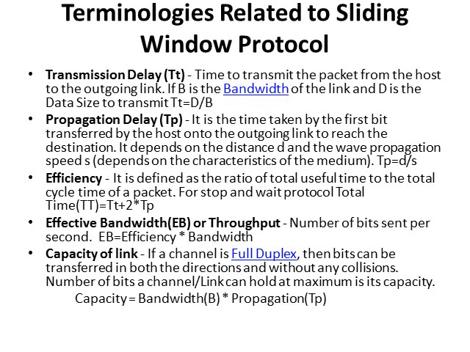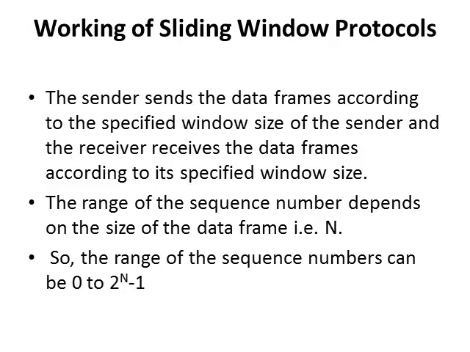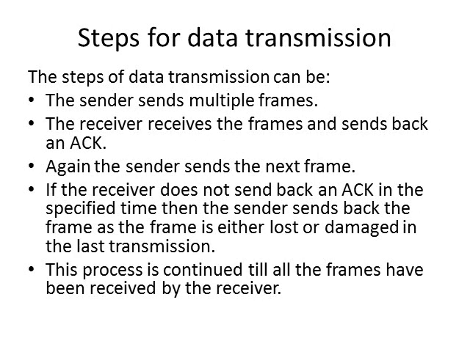Terminologies related to sliding window protocols are transmission delay, propagation delay, efficiency, effective bandwidth, and capacity of the link. Working of sliding window protocol: the sender sends the data frame according to the specified window size of the sender, and the receiver receives the data frame according to the specified window size. The range of sequence numbers depends on the size n, so the range of sequence numbers can be between 0 to 2 power n minus 1.